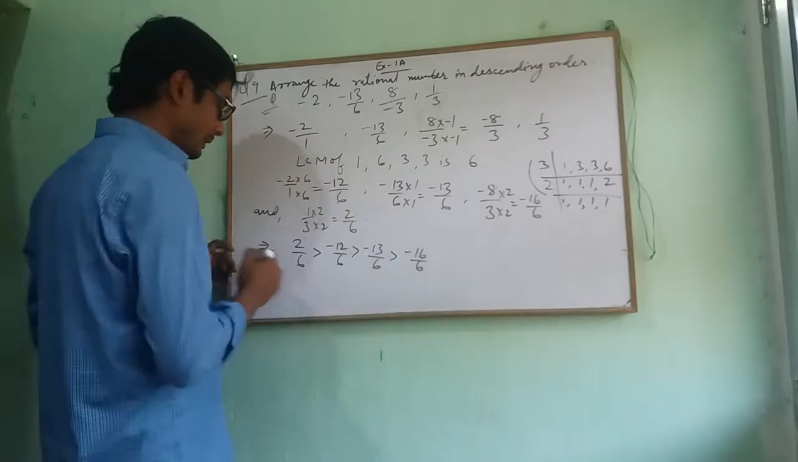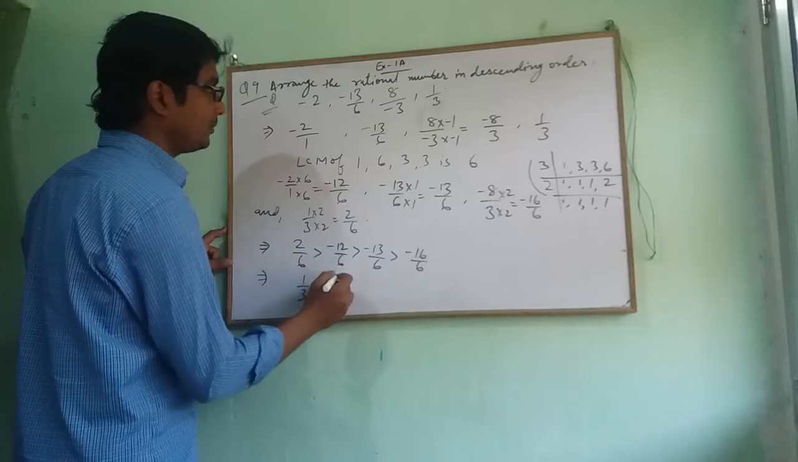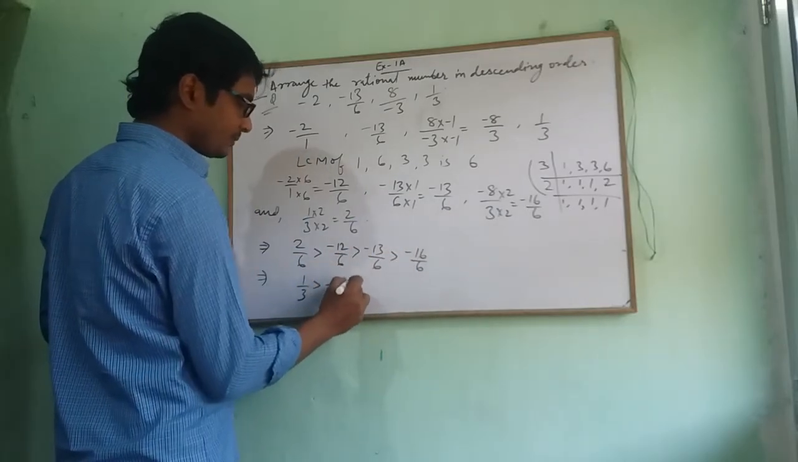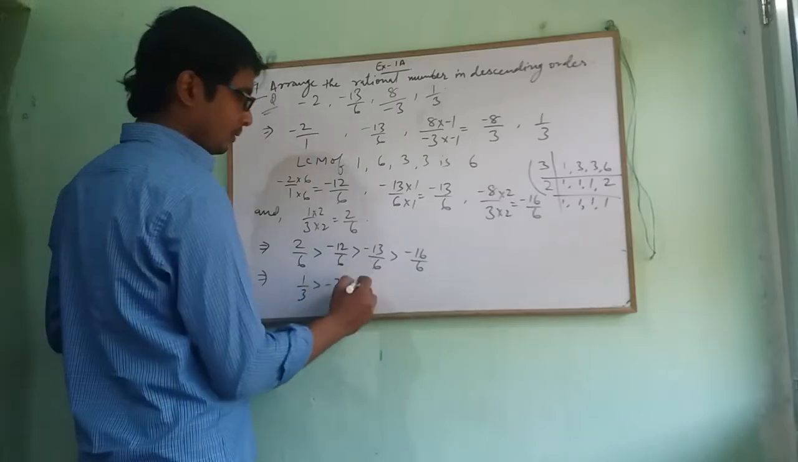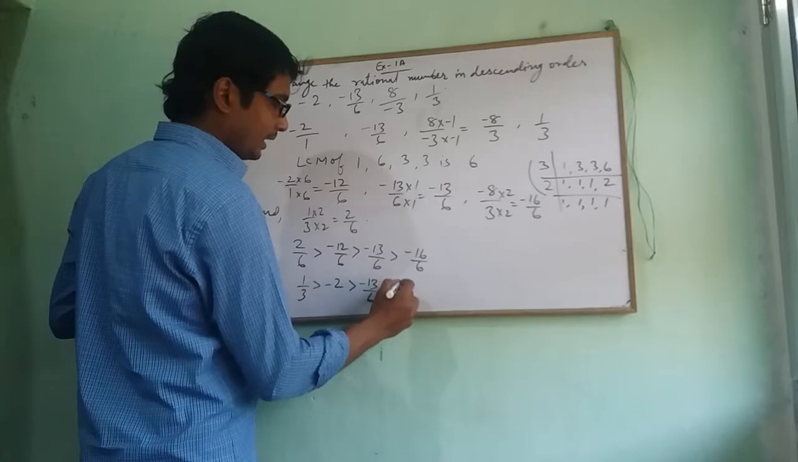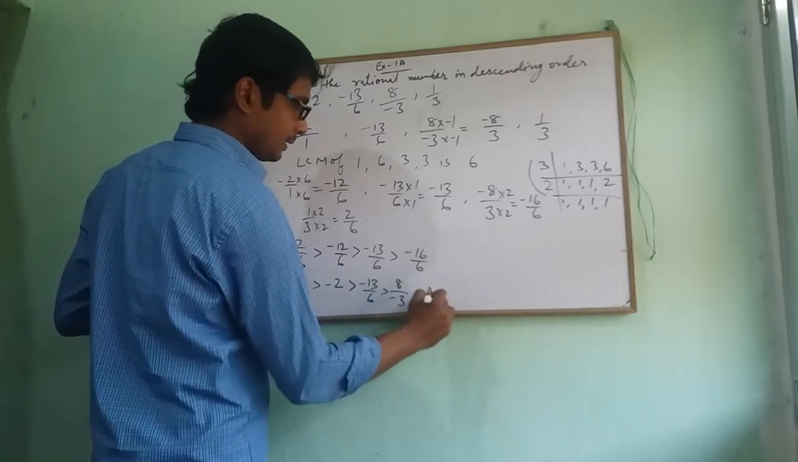I will write the original rational numbers also. So it will be 1 by 3 greater than minus 2, greater than minus 13 by 6, and greater than 8 by minus 3. So this will be my answer.